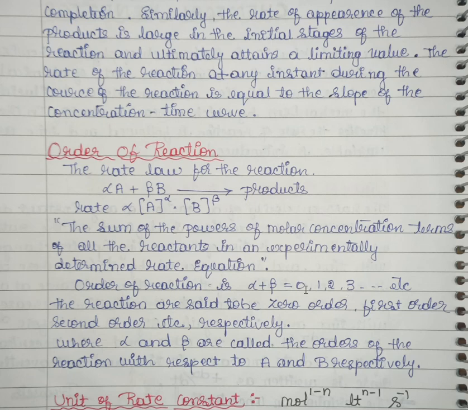If it is equal to 0, then it is called zero order reaction. If it is equal to 1, then it is called first order reaction. If it is 2, then it is second order reaction, and so on.